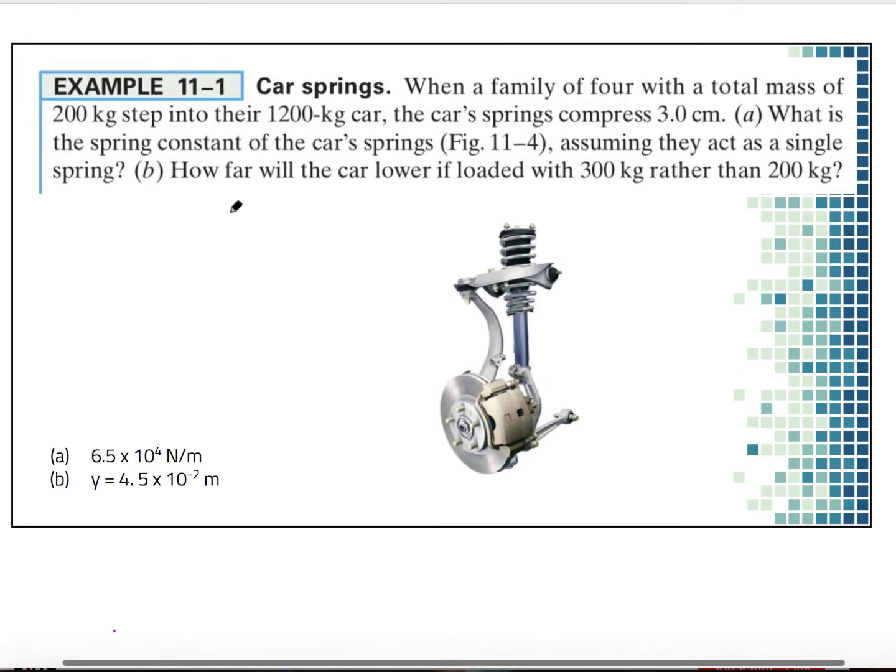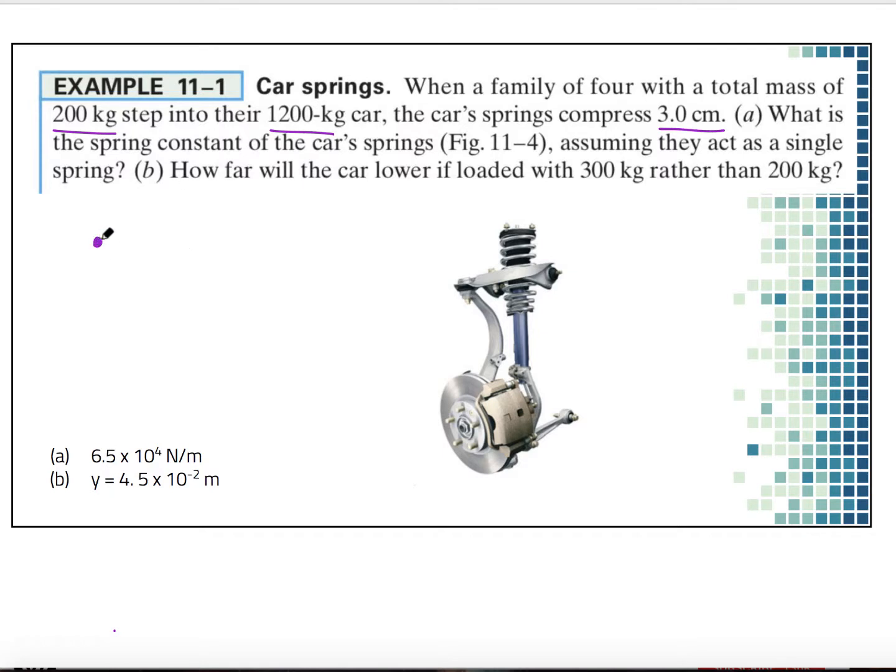All right, for example 11.1, we have a family of four that gets into a car. They have a mass of 200 kilograms, and the car has a mass of 1,200 kilograms. When the family gets into the car, the springs compress a distance of 3 centimeters. So first we're looking for the spring constant of these springs.